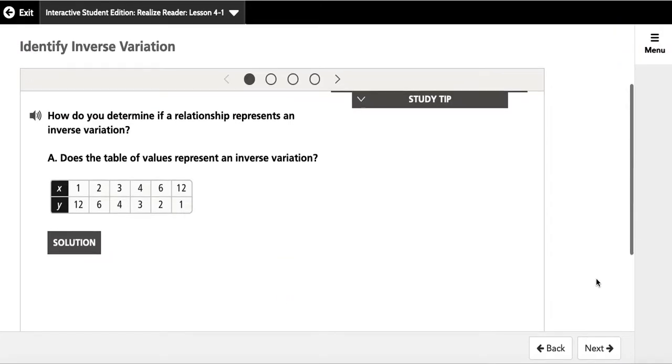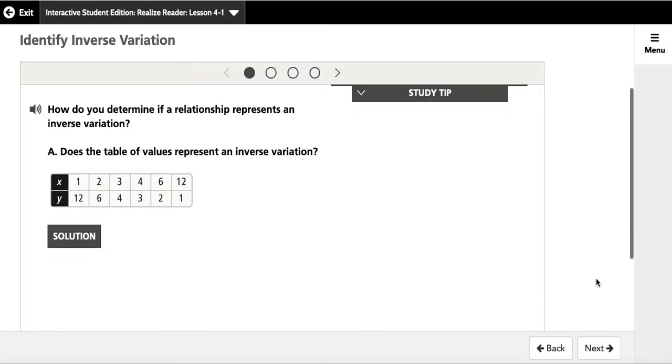We want to be able to identify if it's an inverse variation or not. How do you determine if a relationship represents an inverse variation? Does the table of values represent an inverse variation? We have the numbers 1, 2, 3, 4, 6, 12.